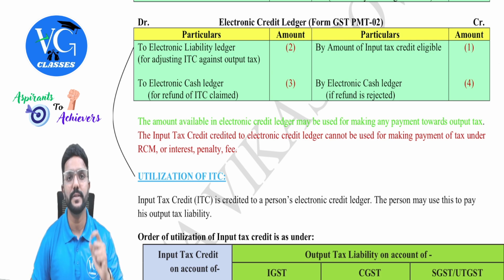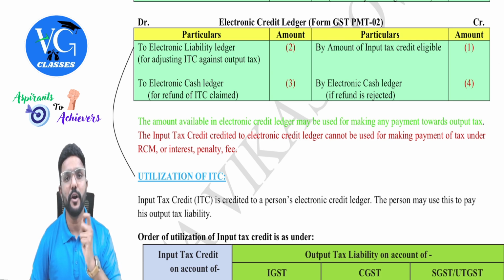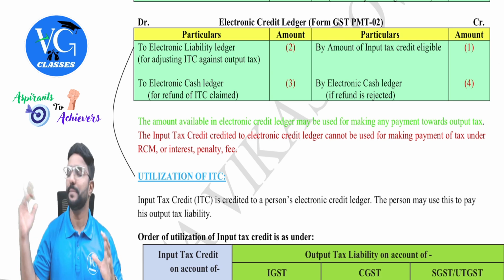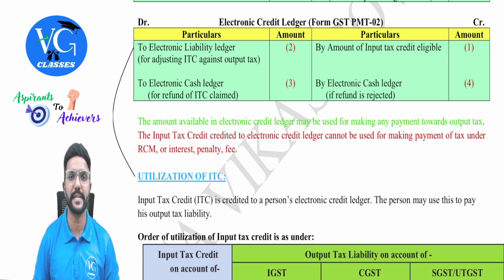But in two scenarios, we can claim the refund of unutilized input tax credit balance, guys. The first is when the outward supply is a zero rated supply, that is nothing but exports. On inward supply, we can claim credit, but to utilize the credit, we don't have output tax. In that case, we can claim the refund of unutilized ITC.